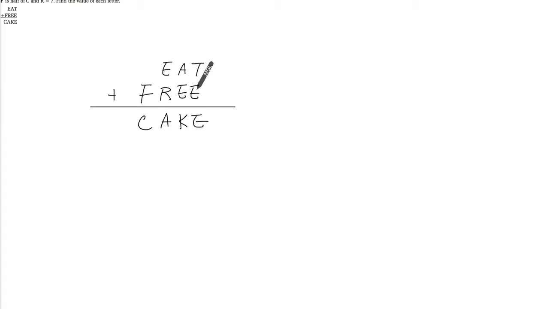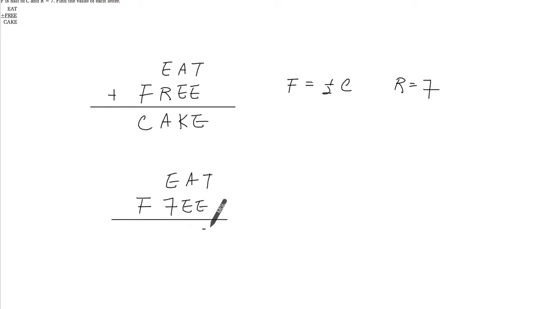Okay, so we need to find all the values, and we're given that F is half of C and R is equal to 7. Okay, so let me rewrite this. EAT, F7, EE, and this is EKAC. So really the only given value is 7. So F has to be half of C.